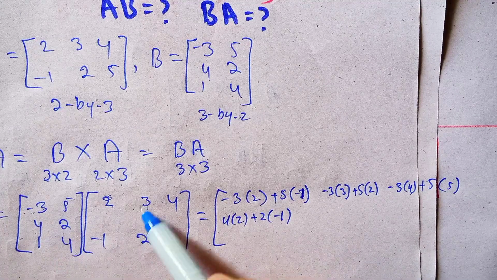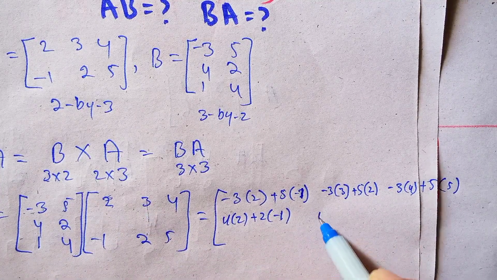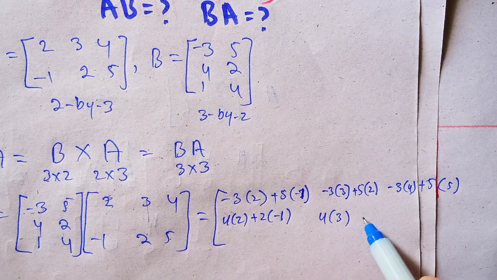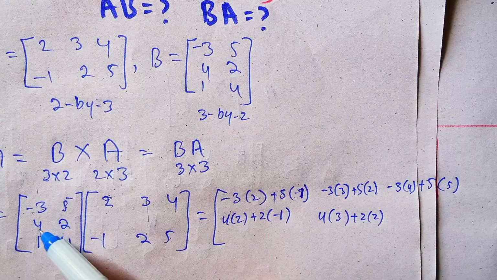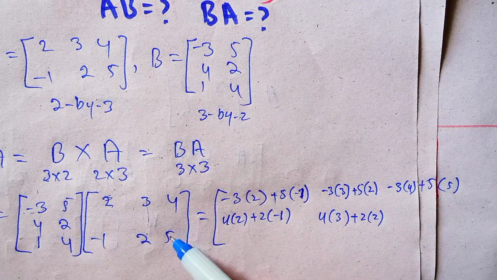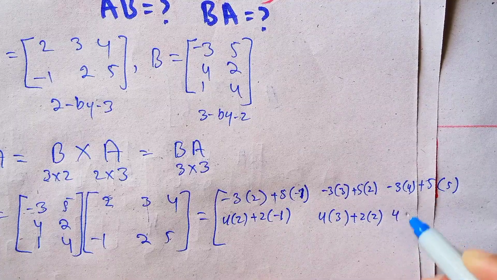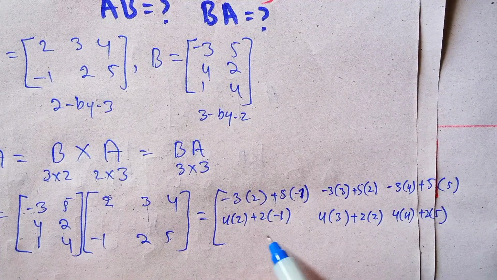Now multiply the second row with the second column. So 4 times 3 plus 2 times 2. Now multiply the second row with the third column. So 4 times 4 plus 2 times 5.